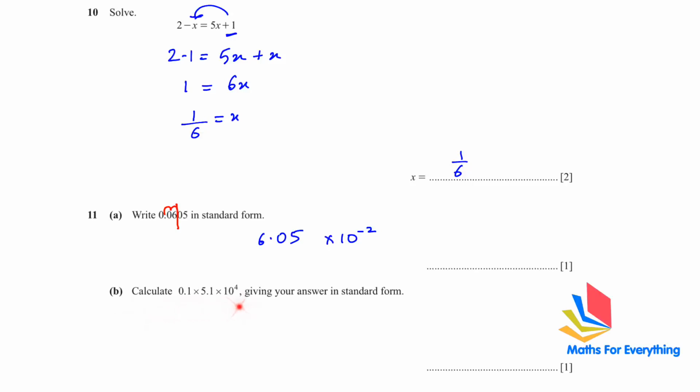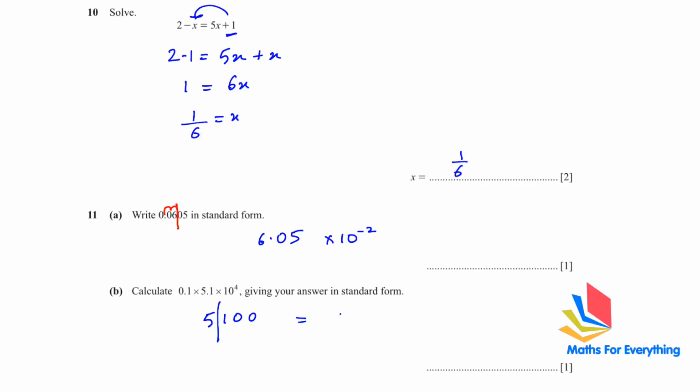Part B, calculate. We have been given numbers. We'll just write it in the calculator. You will get 5,100. Again, we wanted to write it in a standard form, so one number before the decimal.